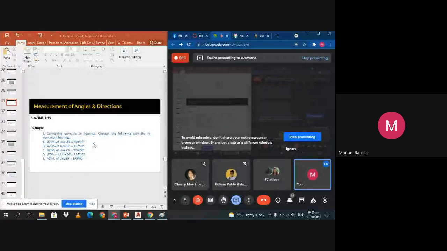A, B, C, D, E will be a seat work. The first student who can solve per number, per section, gets additional points on the next quiz. Okay.